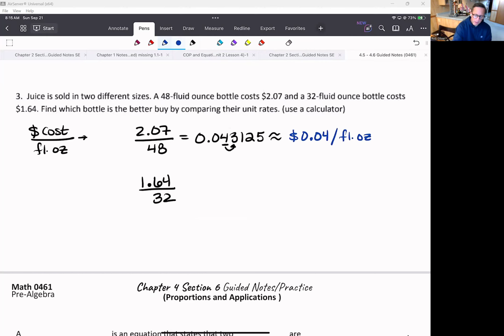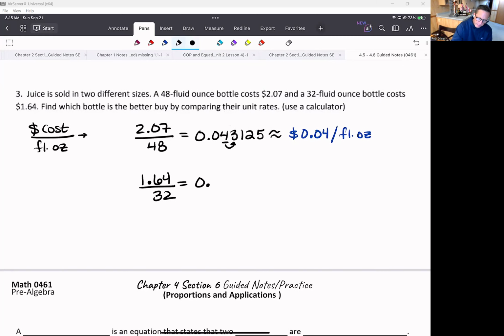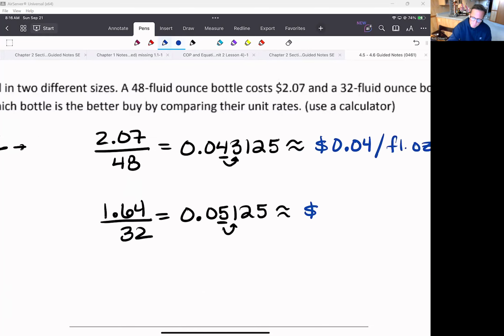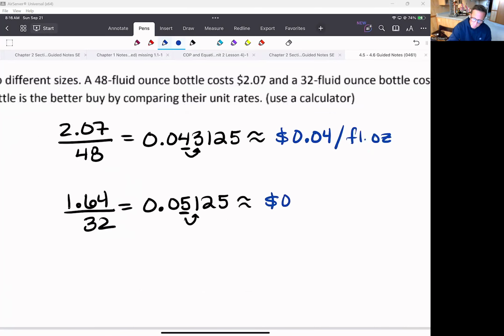Okay. And then I'll do the same thing with $1.64. So $1.64 divided by 32, I get 0.05125. Okay. So we only need the hundredths place. We don't need thousands or 10,000s. So if we round it to that place, that 1 tells us to keep that 5 the same. So we get 5 cents per fluid ounce.